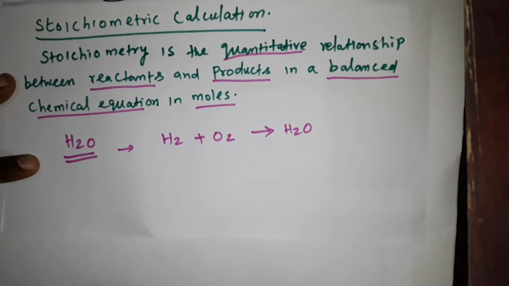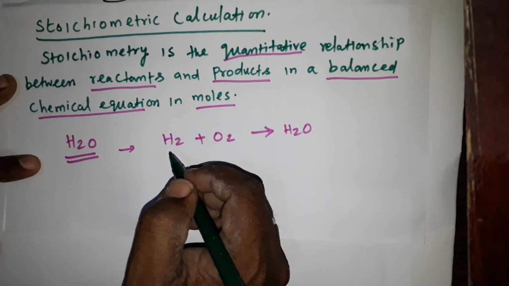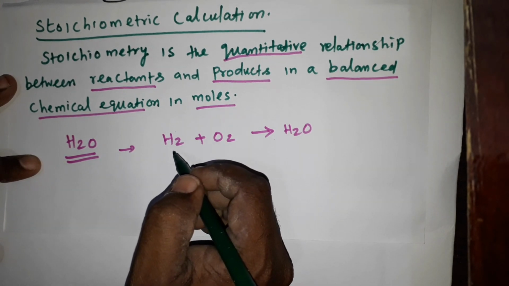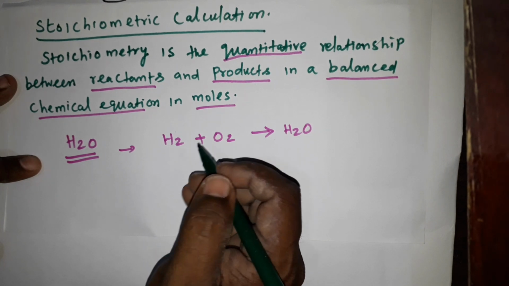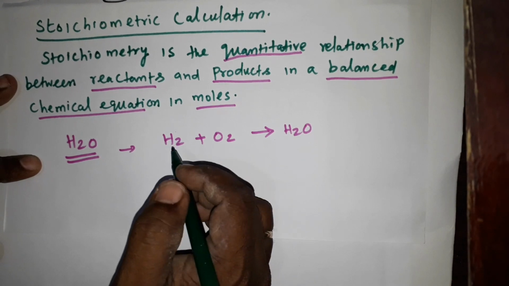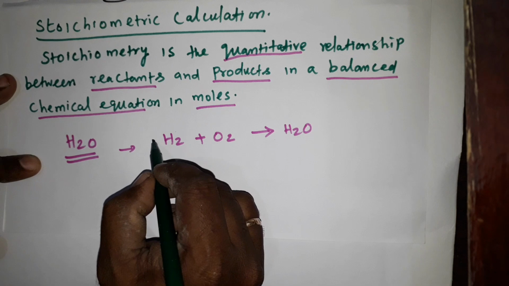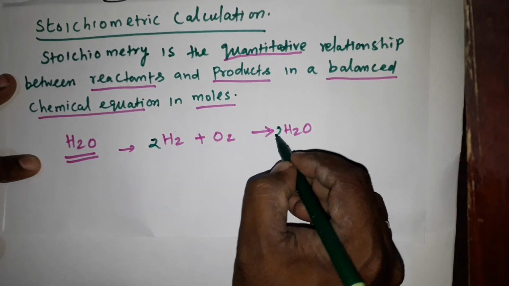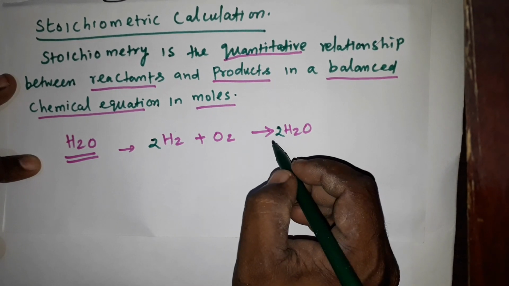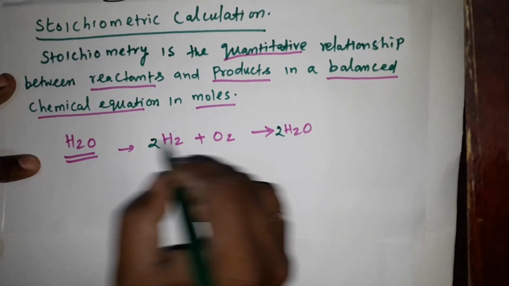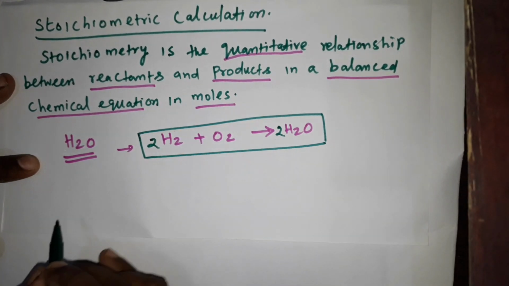How can you balance? Already in class 10 you studied about balancing chemical equations. If you do not understand this, you can inform me, then I will make one video to explain how to balance the chemical equations. So now after balancing you will get 2H2 plus O2, giving 2H2O. This is the balanced chemical equation.